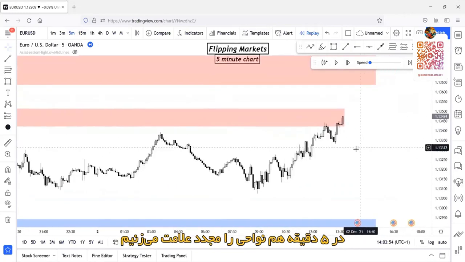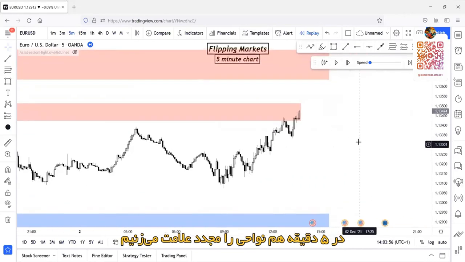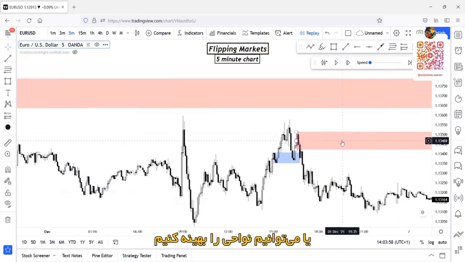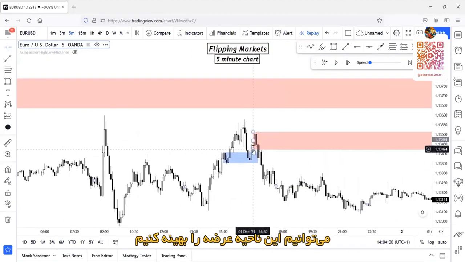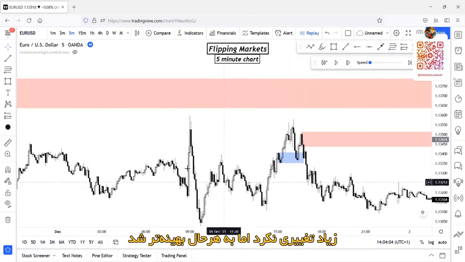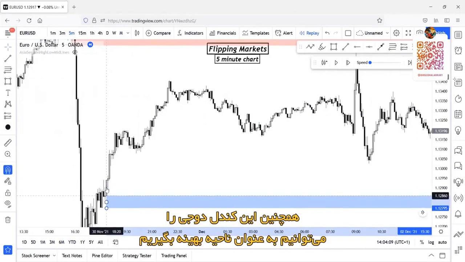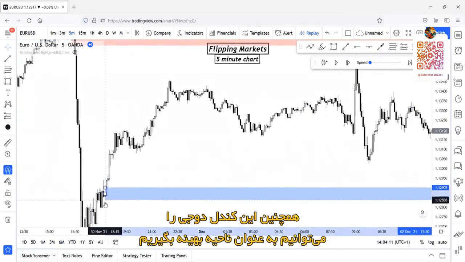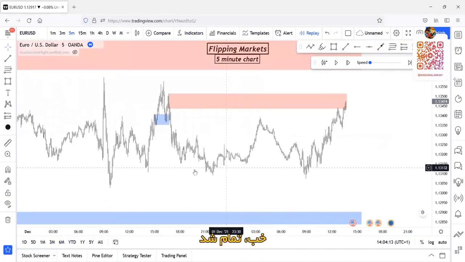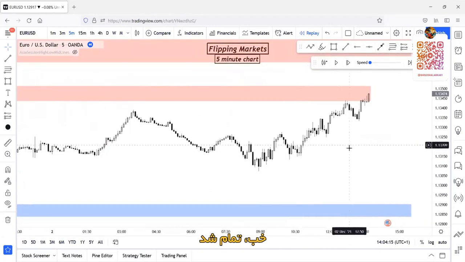So on the 5-minute, I will mark the zones again. Or I can just refine the zones if I want to. As you can see, I can refine this 15-minute zone, not much, but it's a refinement. And I can refine this zone also for this doji candle. And yeah, basically that's all.